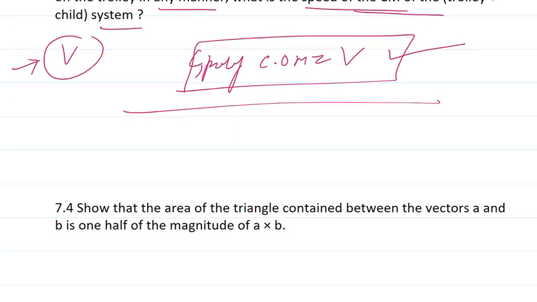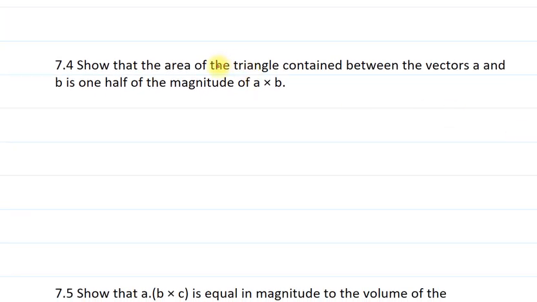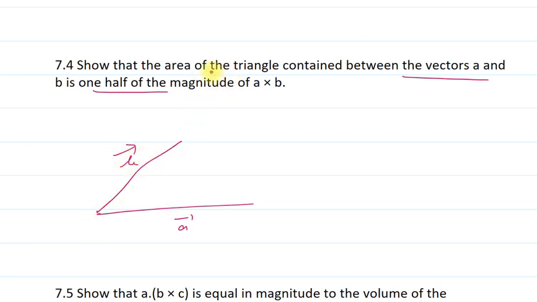So let's come to question number 7.4. Show that the area of the triangle contained between the vectors a and b is one half of the magnitude of a cross b. So let's suppose we take two vectors. One is vector a and the other vector, let's suppose, is b. So we have to prove that the area of the triangle contained between the vectors a and b is one half of the magnitude of a cross b.